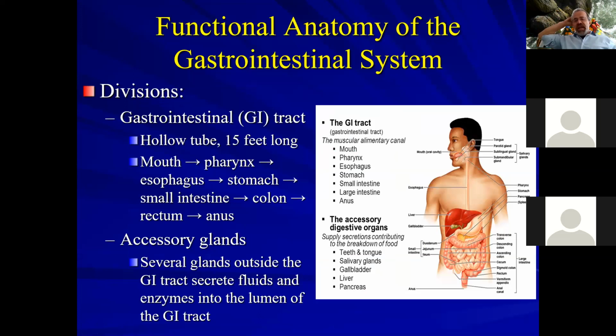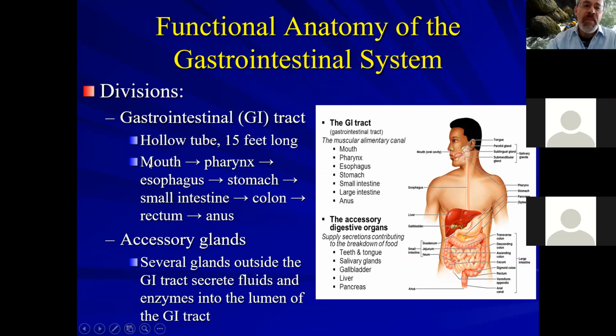So let's take a look now at the digestive system itself and look at all the organs involved. We can divide the gastrointestinal system or the digestive system into 2 parts. What we call the tract, which is that tube that I just showed you earlier. It varies from individual to individual. It's about 15 feet long.